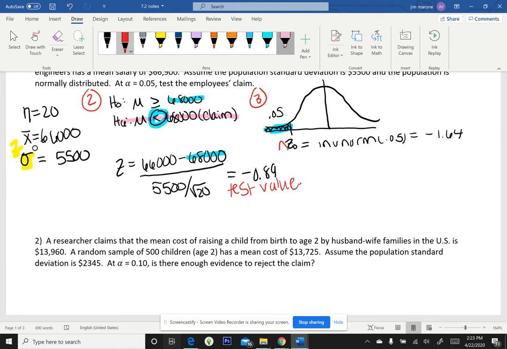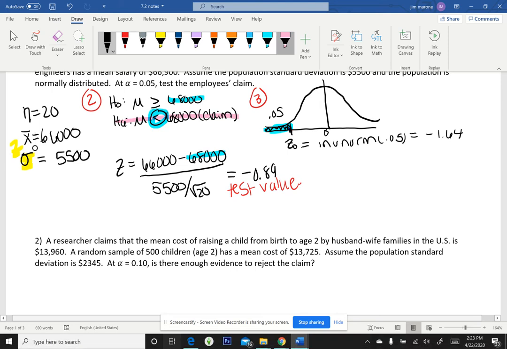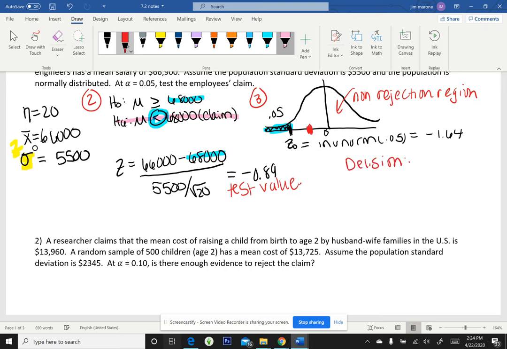So we see where our test value falls. On this number line, remember that 0 is in the middle, negative 1.64 is the critical z, and then we're going to see where negative 0.89 falls. Well, negative 0.89 falls somewhere in here in the non-rejection region. It doesn't have to look like it is close to 0, but I know that it is in the non-rejection region, because it's in the not shaded region. Since it's in the non-rejection region, our decision is do not reject the null hypothesis.